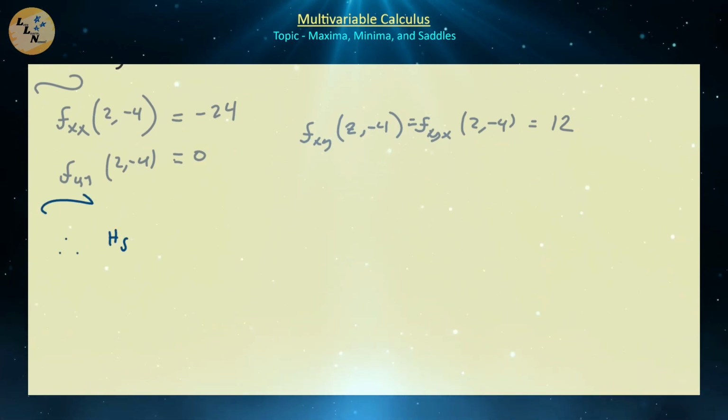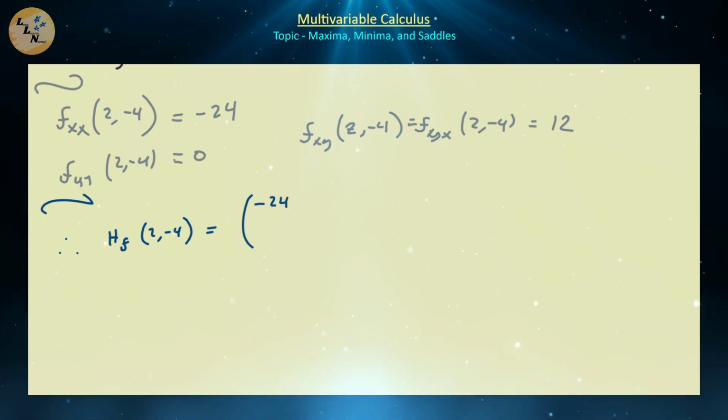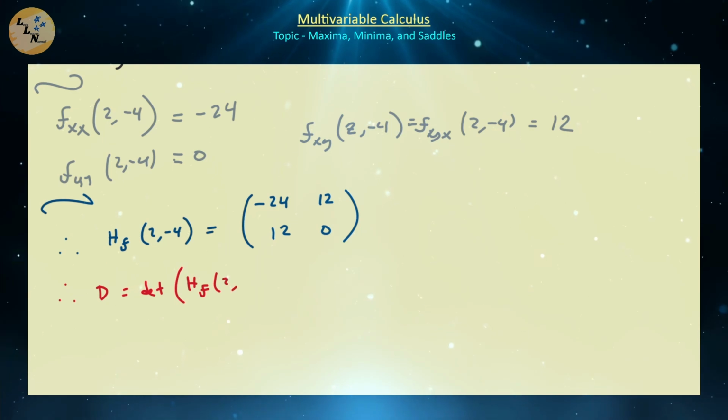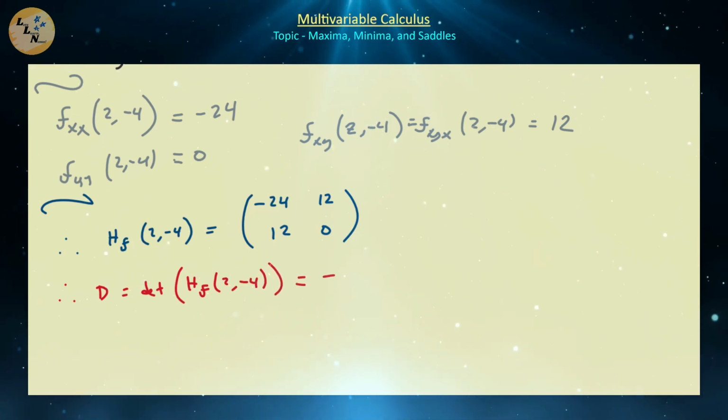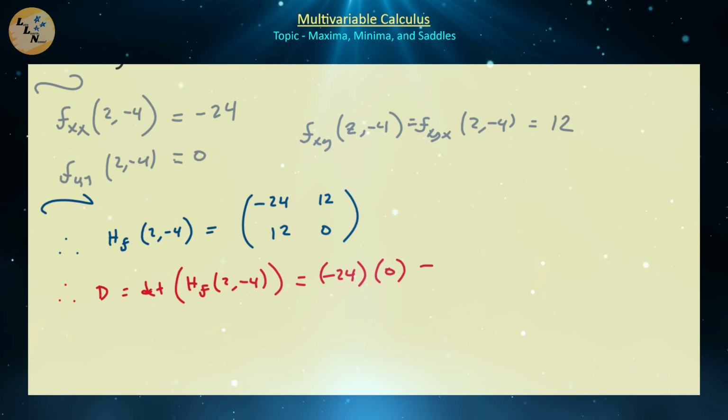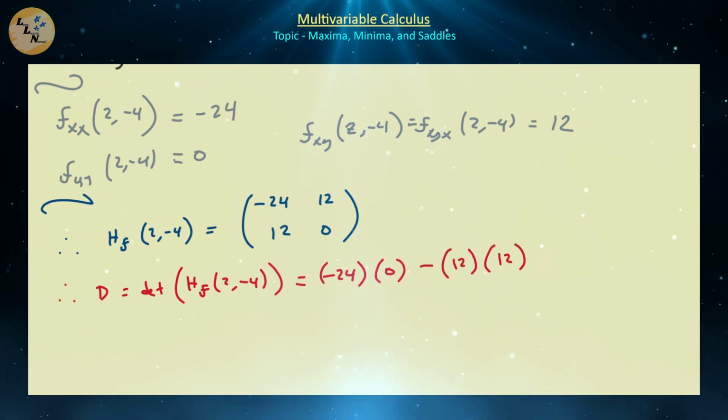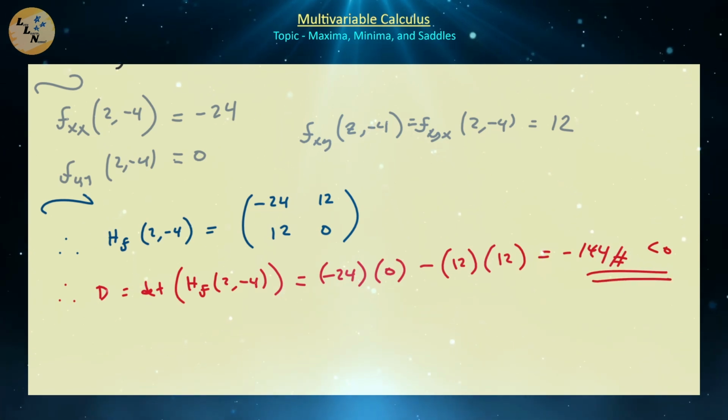So that means the Hessian of f at (2, -4) is going to be equal to the matrix minus 24 and 0. And then we have 12 and 12. And then we can find the determinant of this Hessian, right? So the determinant of the Hessian of f at (2, -4) is going to be equal to minus 24 times 0 minus 12 times 12, which is going to be equal to minus 144, which is negative.